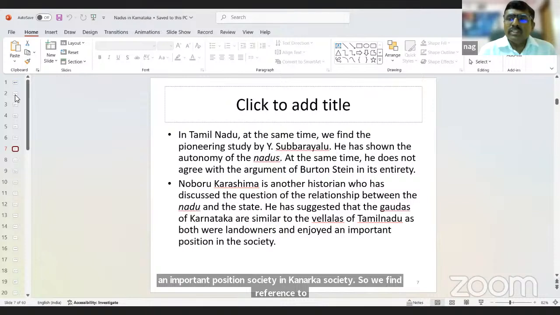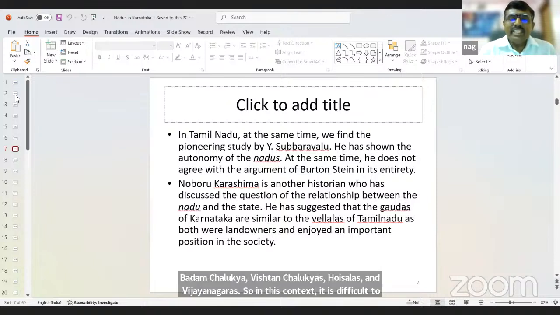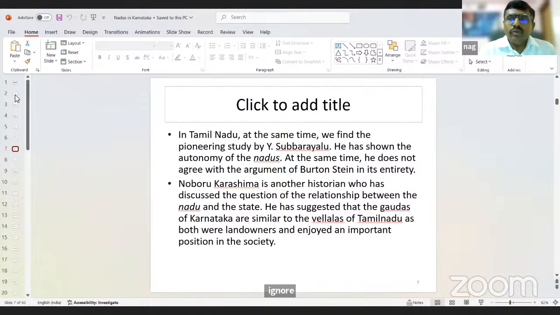Even Tamil historians begin to show interest in some of the terms in Karnataka, because Karnataka is something one cannot ignore, because of particular kingdoms like Badami Chalukyas, Western Chalukyas, Hoysalas, and Vijayanagara. So in this context, it is difficult to ignore Karnataka as a region for the study of the Nadus, to study the nature of the state. Such an attempt has been made by some scholars.